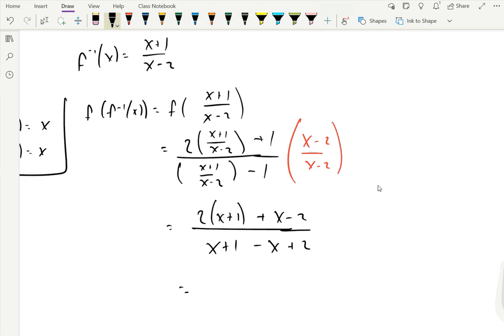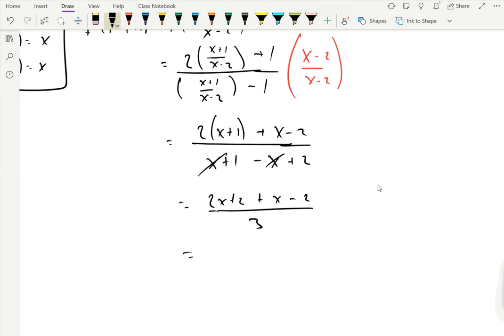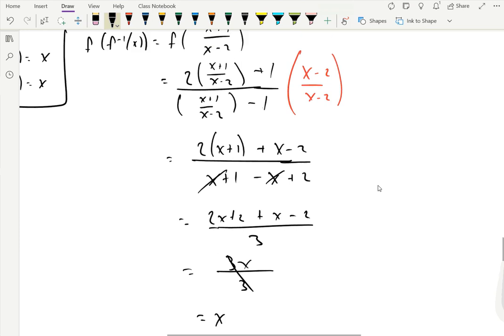So let's finish this out here. What we have is 2x plus 2. I'm going to distribute here, and then plus x minus 2. In my denominator, I've got x minus x, so those cancel, and 1 plus 2 is 3. My numerator, I've got 2x plus x is 3x. 2 minus 2 goes to 0. I'm left with over 3. The 3's cancel, so I'm left with x. So that's what I want.